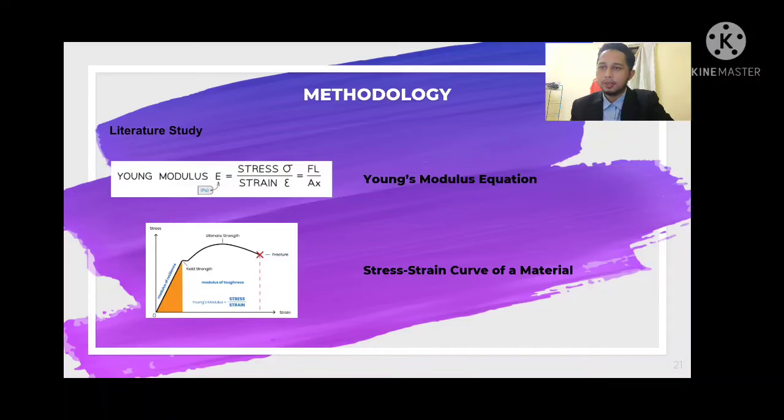Young's modulus is a measure of the ability of a material to withstand changes in length when under lengthwise tension or compression, sometimes referred to as the modulus of elasticity. Young's modulus is equal to the longitudinal stress divided by strain.